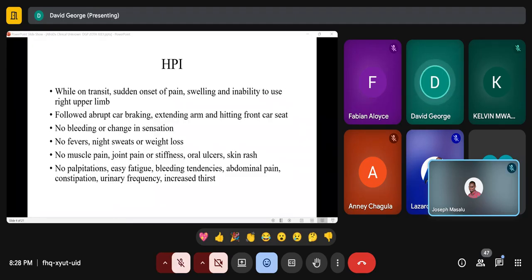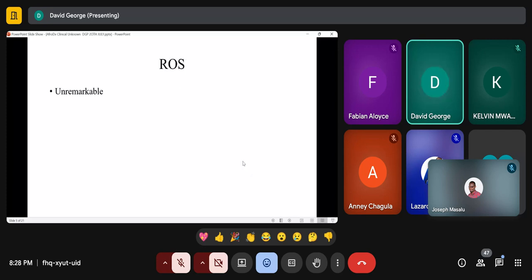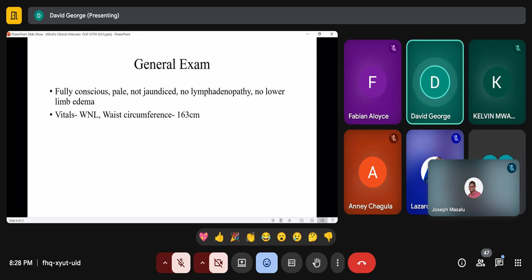Okay, so we proceed to the exam because we have seen other components of the history. On general exam, this patient was fully conscious. She was pale, not jaundiced, no lymphadenopathy, no lower limb edema. All vitals were within normal limits, and the waist circumference was 163. Weight and height were not taken because this patient has pain and therefore could not bear weight. So it was just the waist circumference that was taken.